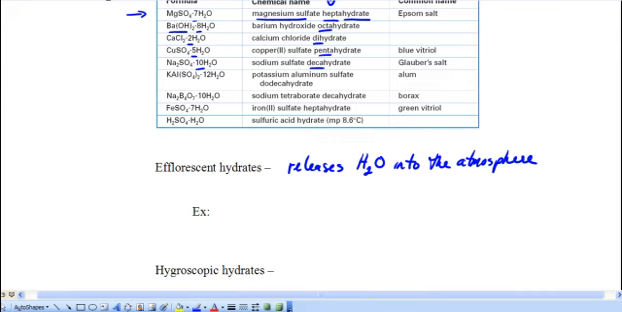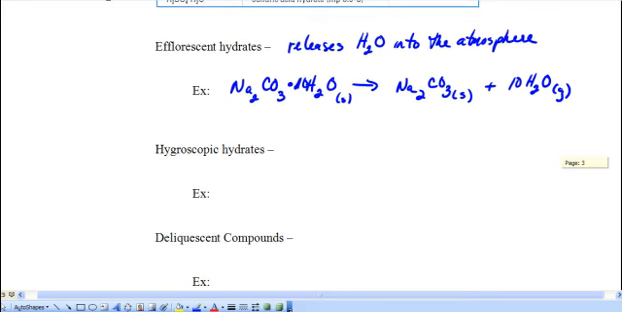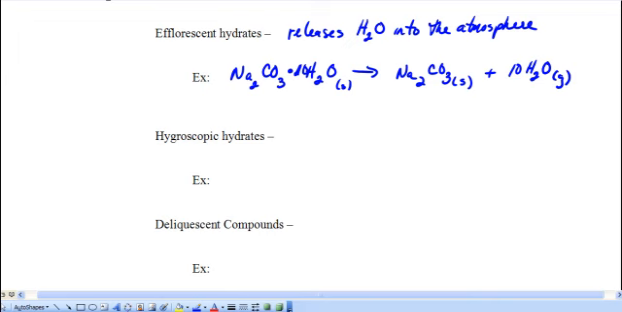For example, sodium carbonate decahydrate, so we'll put a 10 out front there. Let me redraw the dot. Sodium carbonate decahydrate will lose its water, so we'll say that that's a solid, and what you're forming is sodium carbonate anhydrous, and the 10 waters go into the gaseous phase, something like that. So that's called efflorescence.